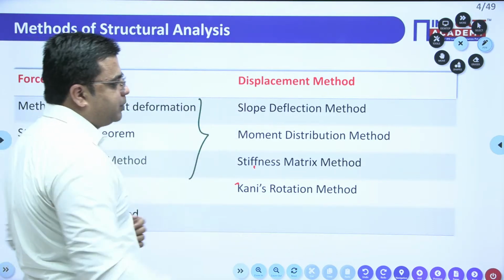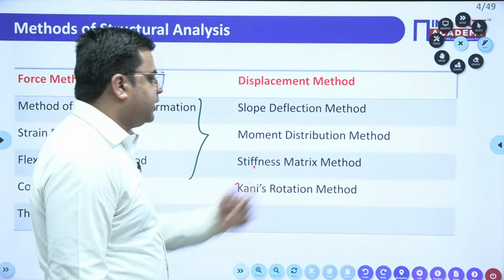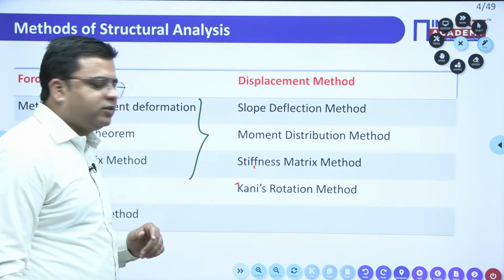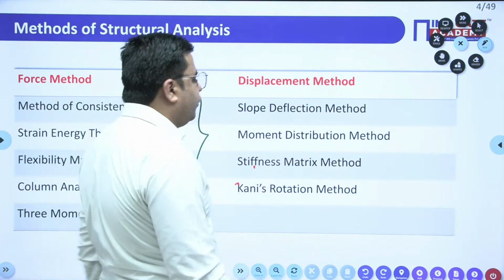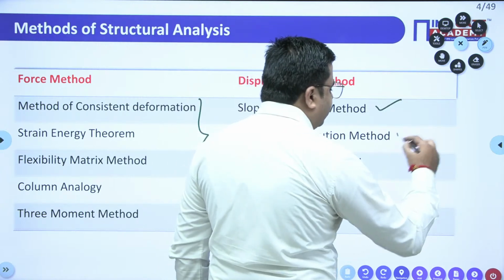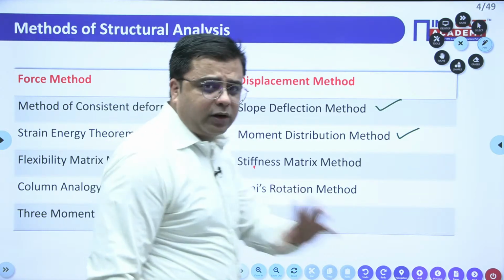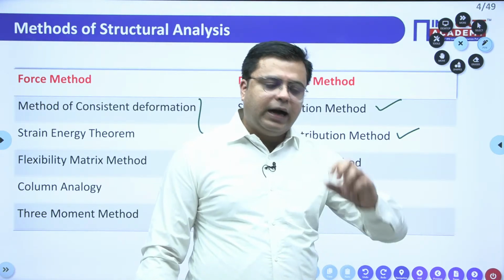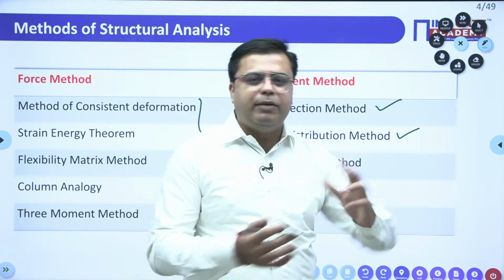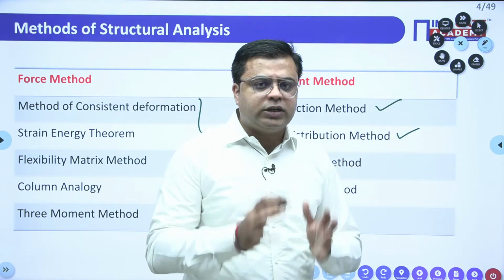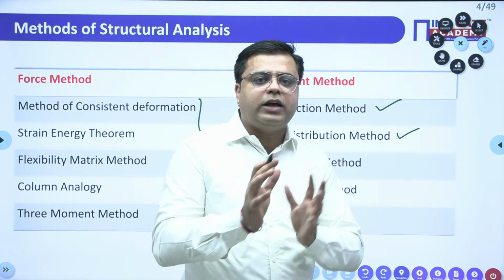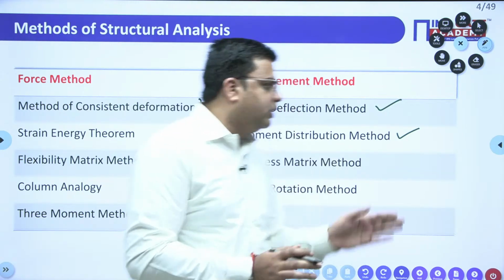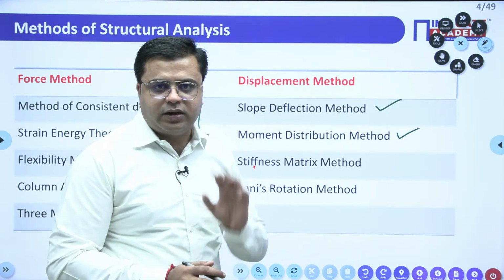When we talk about the displacement method, we have slope deflection method, moment distribution method, again a stiffness matrix method, and then we have Kani's rotation method. Again, from GATE point of view, slope deflection method and moment distribution method are two important methods. Still, a conventional type of question can be framed using these two methods. So the questions asked from these two methods are through their basic principle, correct? Not the entire question is asked regarding solving these two methods with respect to any structure. Is this clear to everyone?